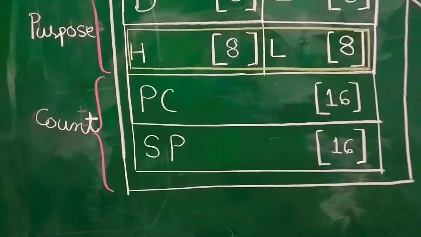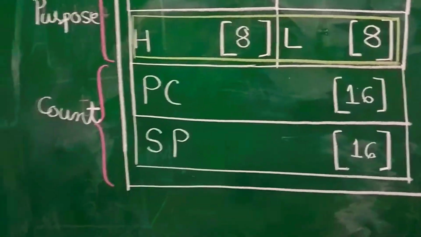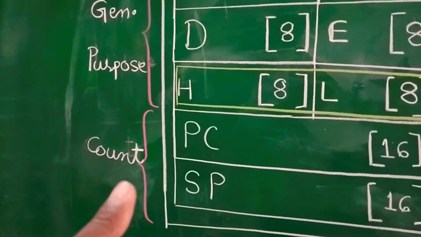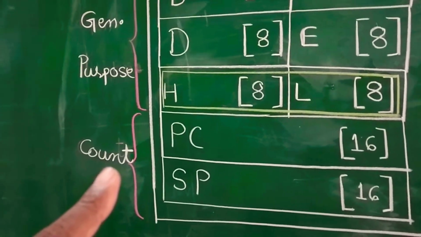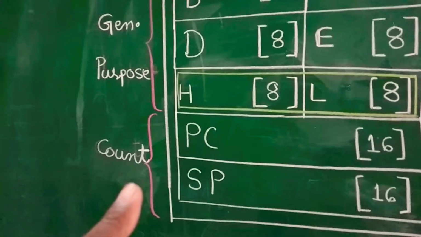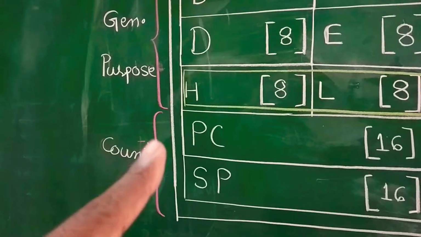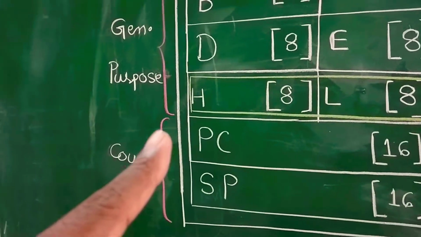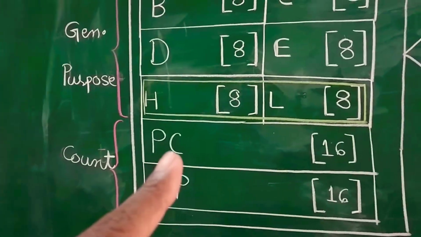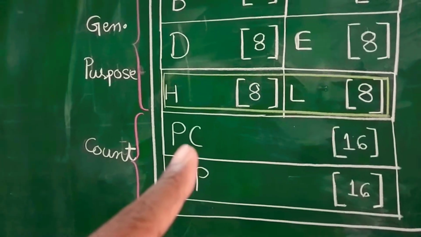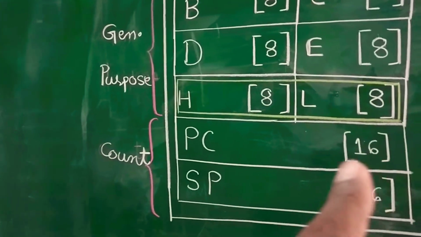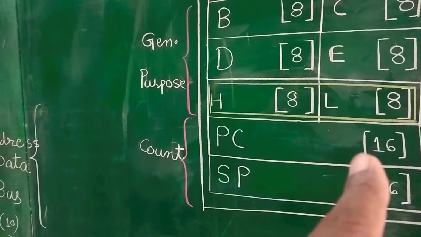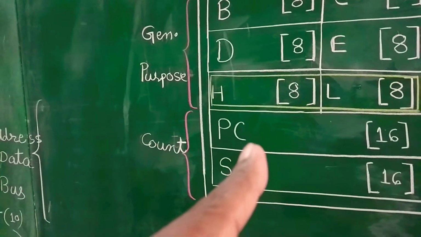Now coming to the very important registers which are responsible for counts. Here we have 2 registers responsible for counts. The first is the PC, the program counter. It is a 16-bit register. First we will understand what this program counter register is doing.